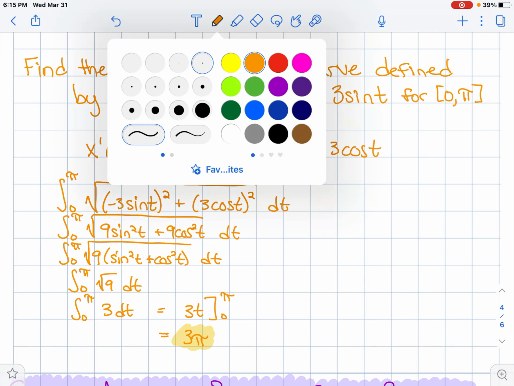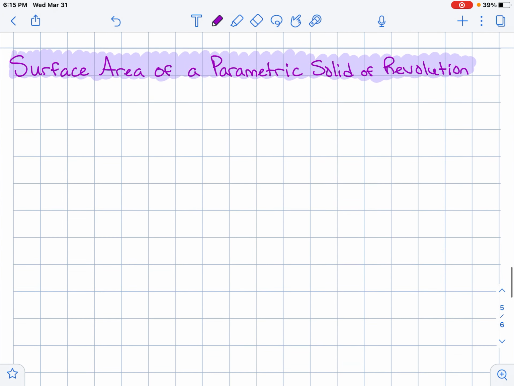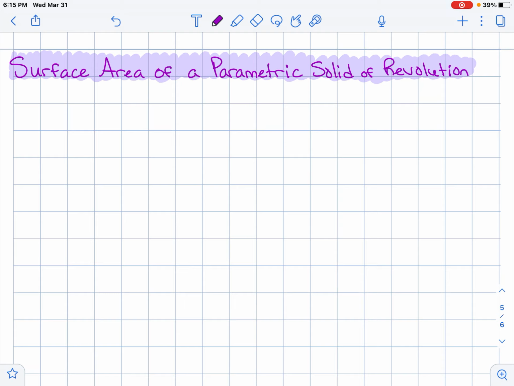Okay, now let's go on to the last idea. And the last idea is surface area of a parametric solid of revolution. So let's just take a look at this. We know the surface area of a cylinder, so this is going to be the same thing. We're still putting cylinders inside. So if we're going to look at the surface area of any cylinder, that's 2 pi r h. And we've looked before at surface area. In this case, h is arc length.